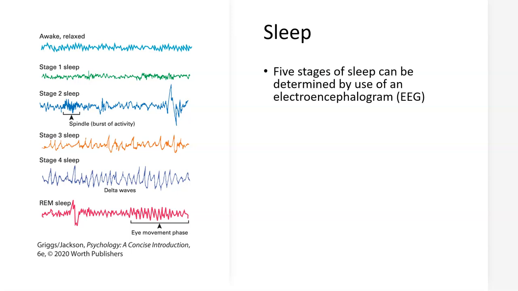And your chapter gives you sort of the bare bones discussion of sleep. You could do a whole semester course on sleep and not even be able to cover the entire topic. Broadly speaking, there are 5 stages in the sleep cycle. And the way they're studied is through the use of an EEG, or an electroencephalogram.